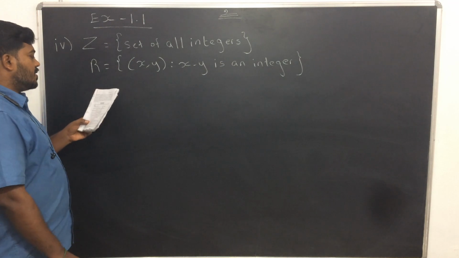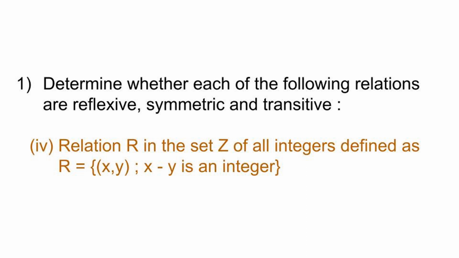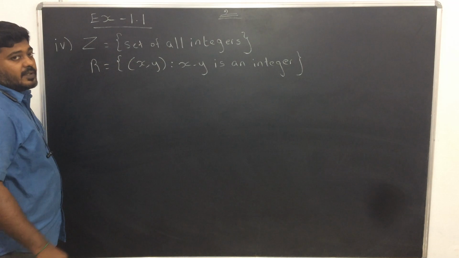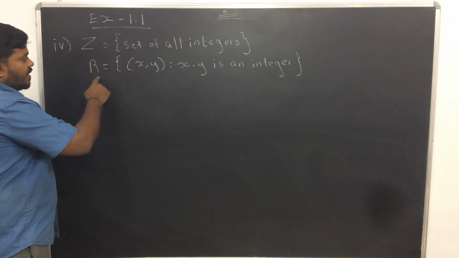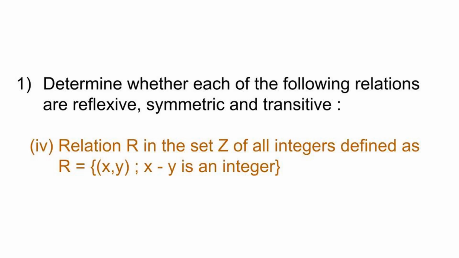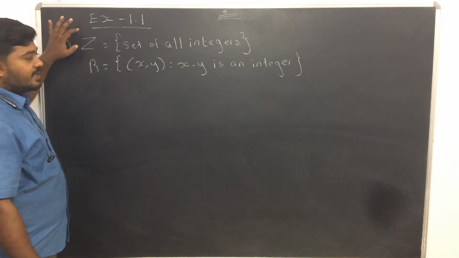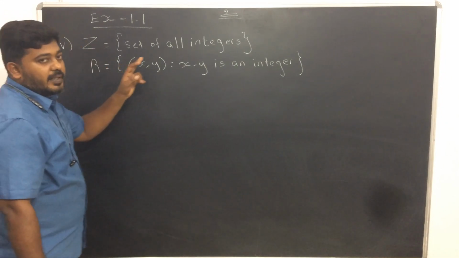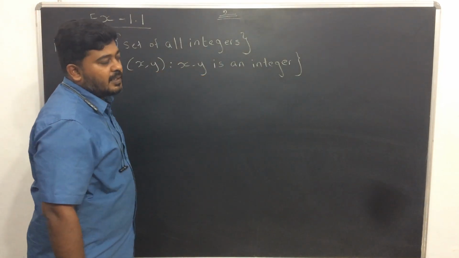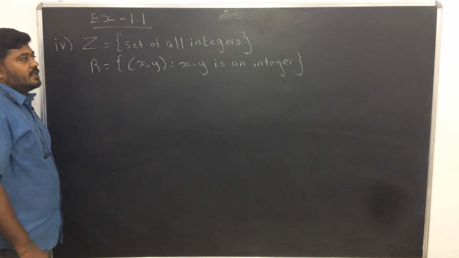Exercise 1.1, fourth sum. The sum is, they have given you the set Z, which is the set of all integers, and the relation R is defined on Z such that x minus y is an integer. We are asked to find if this relation is reflexive or symmetric or transitive.